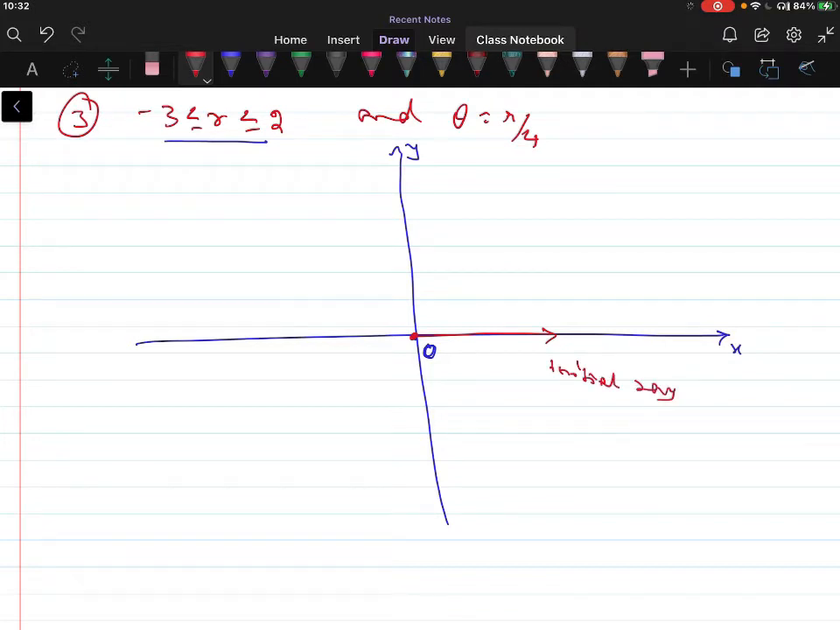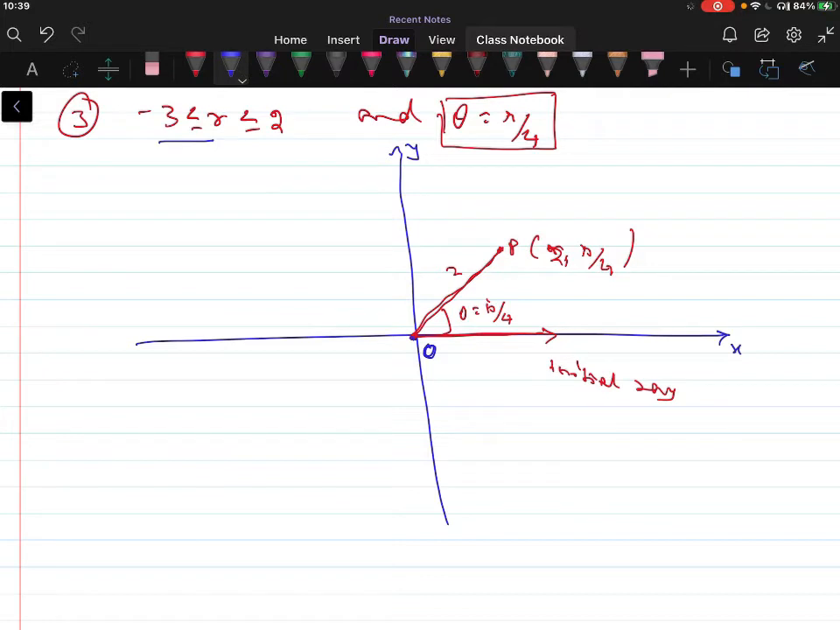So theta is equal to pi by 4 is a line. Draw the line that makes an angle theta is equal to pi by 4 with the initial ray. So this is theta is equal to pi by 4. Let us call this point P. So point P with radius 2 and theta is equal to pi by 4. So length OP is 2 units.